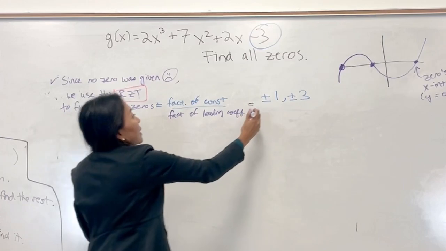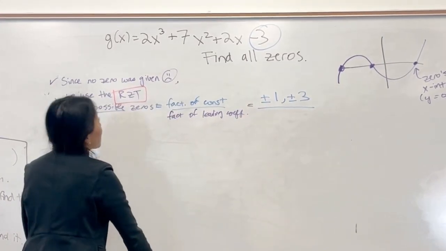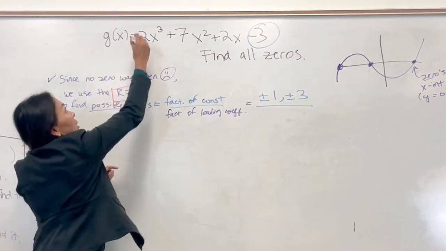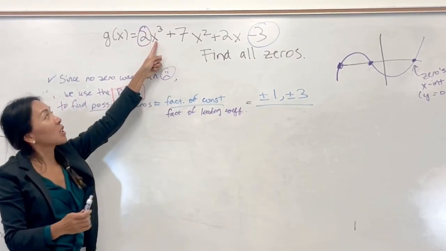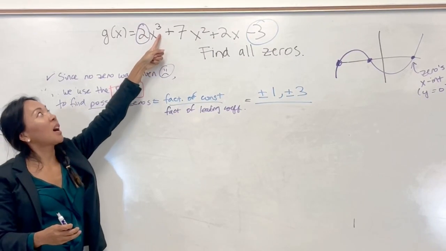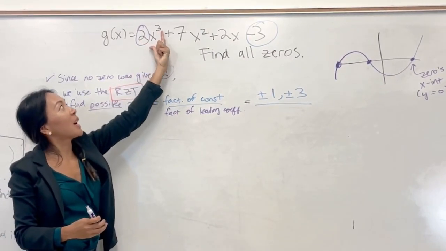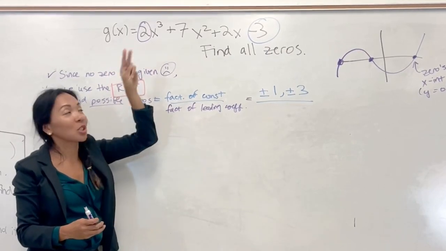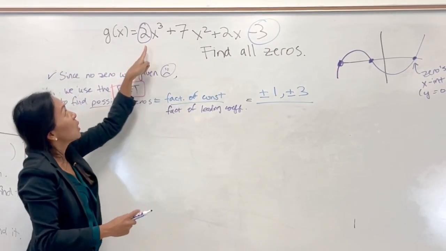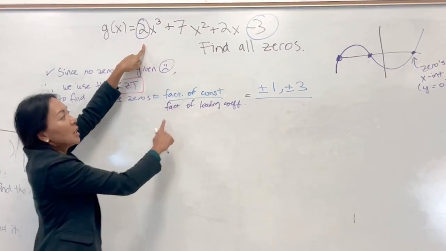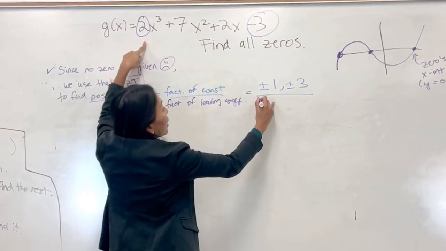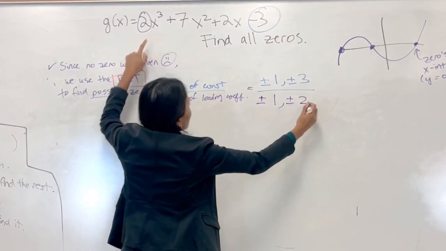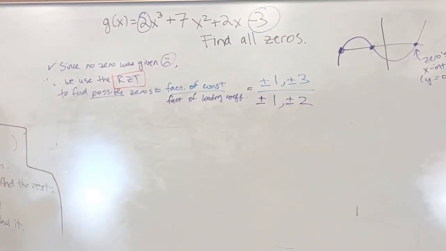Great. Now, what is the leading coefficient in this problem? 2. And how do we know it's 2? Right, because it's attached to the variable with the highest exponent. So the variable with the highest exponent is called the leading term, and the coefficient is the one that's attached to it, that's multiplied with it. So 2 is the leading coefficient, so the factors of the leading coefficient are plus or minus 1 and plus or minus 2. Great. So now we find all combinations of this.